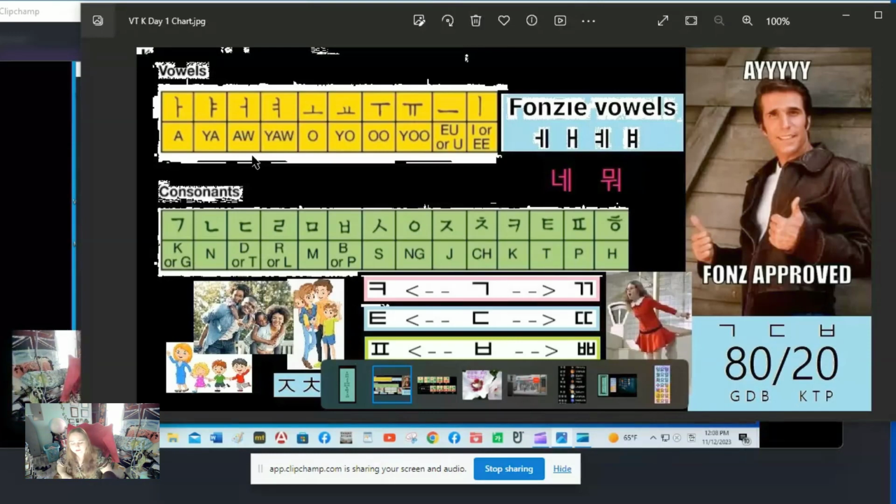So anyway, we've got the first three vowels. We got the ah, we got the ya, we got the o, and vowel number 4. Remind me what happens when we see two sticks sticking out.